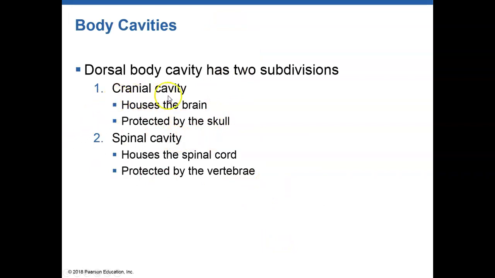So the cranial cavity houses the brain and has protection of the skull cap to protect that soft tissue. The spinal cavity also has bone protecting it. The spinal cavity houses the spinal cord and is protected by the vertebrae. So the cranial and spinal cavities allow the brain and spinal cord to attach together.